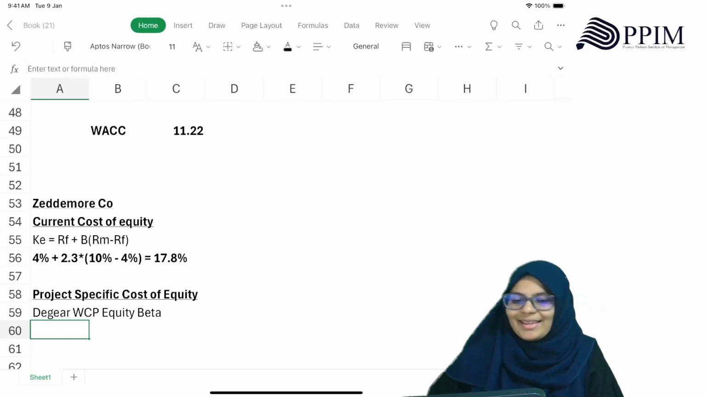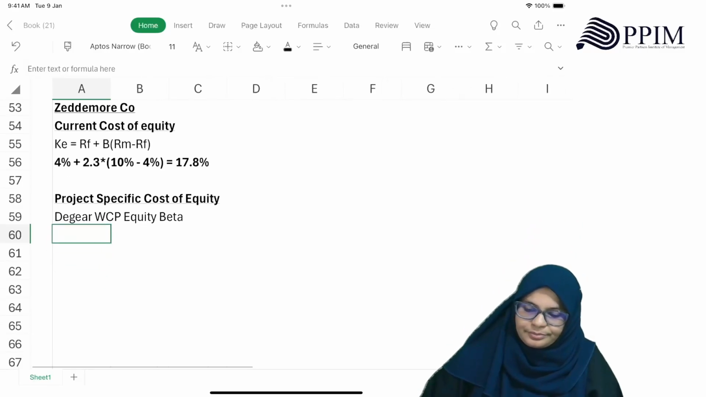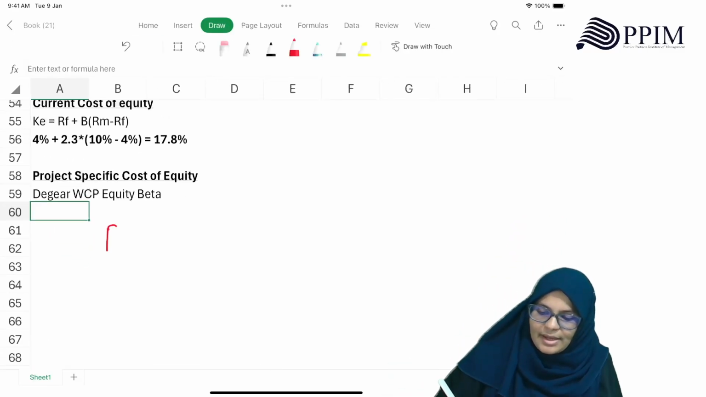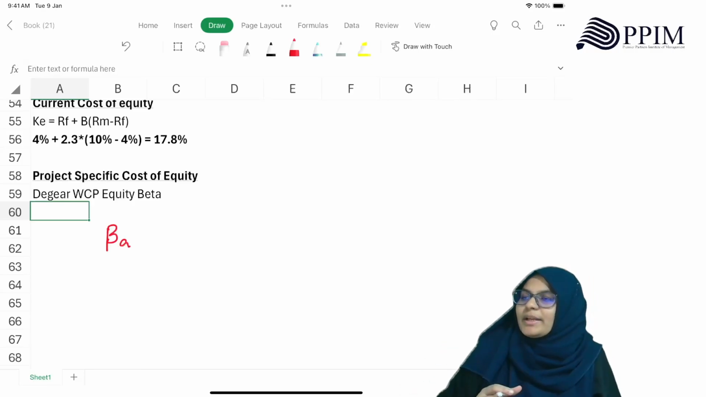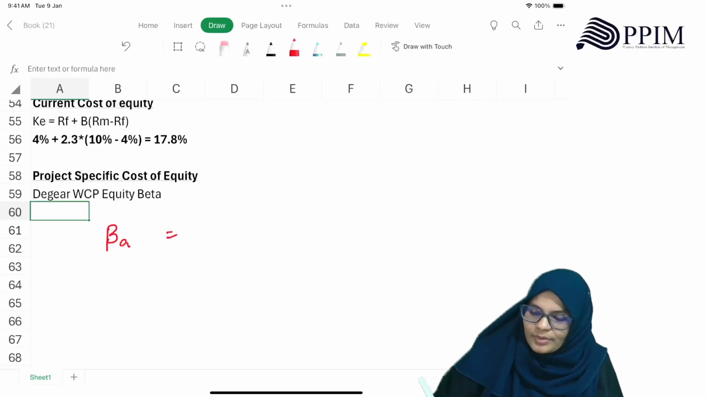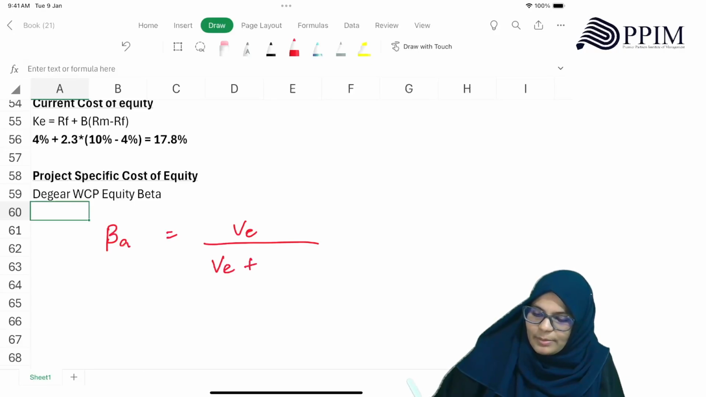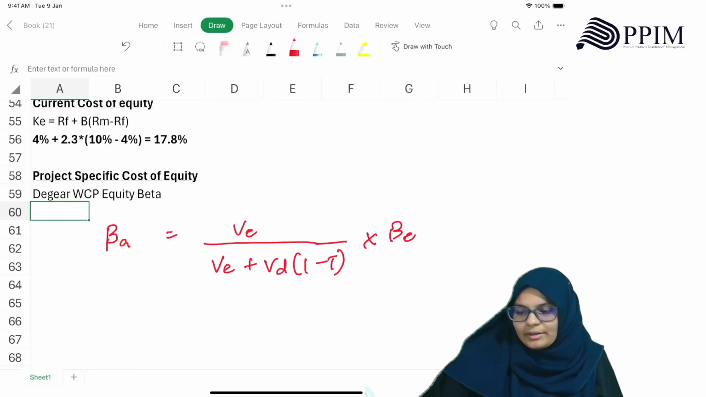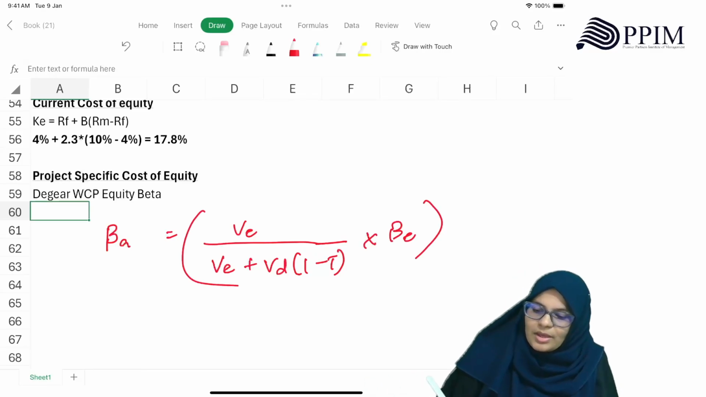So how do I do that? There is an equation. You don't have to memorize it. It's already given in your exam. It goes like this. Beta asset. When I de-gear, the equity beta becomes an asset beta, right? So beta asset should equal the value of equity over the value of equity plus the value of debt times 1 minus T, multiplied by beta equity. Okay, so beta asset is what I want to find.